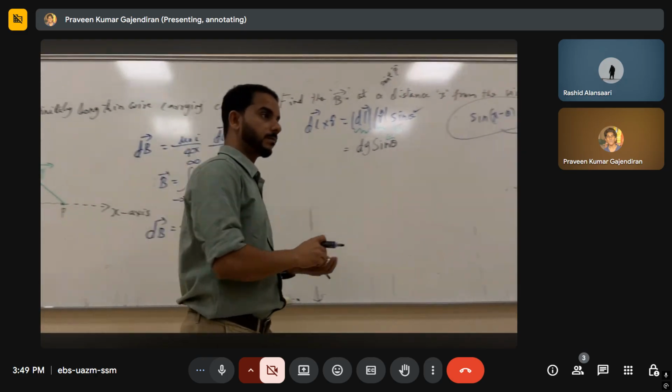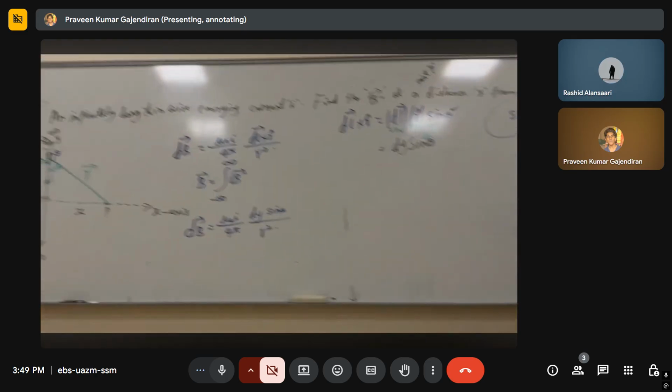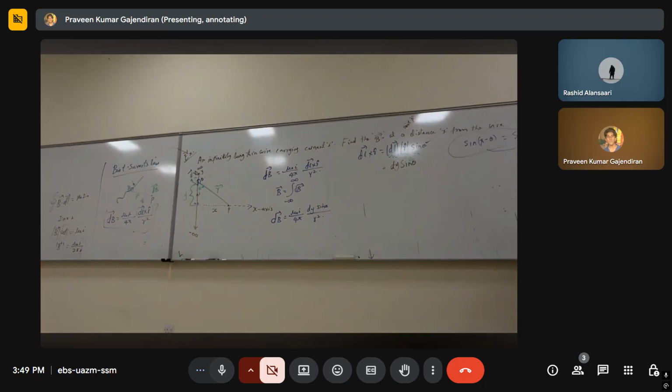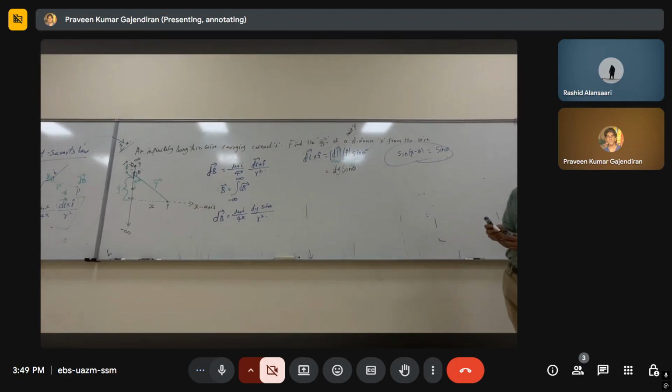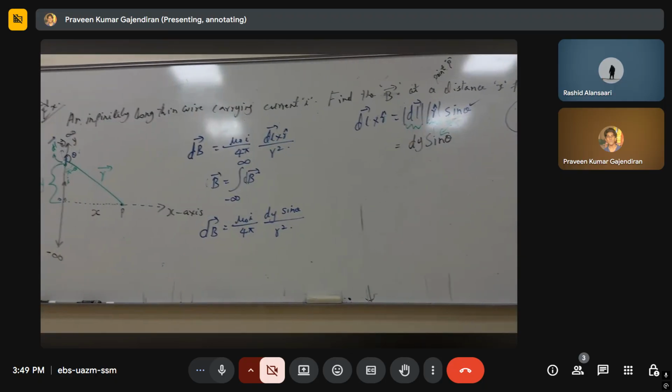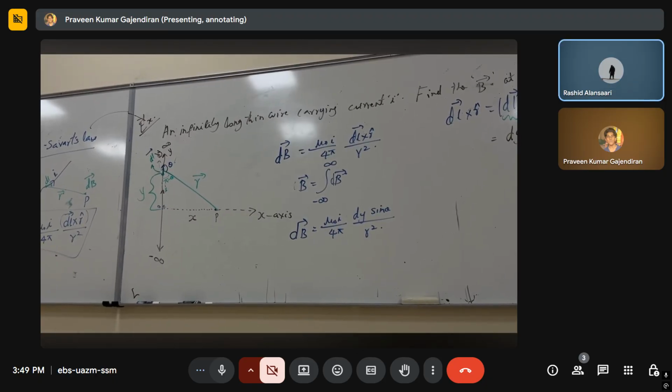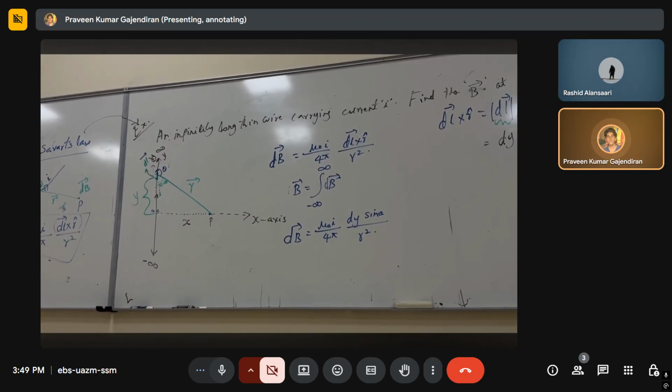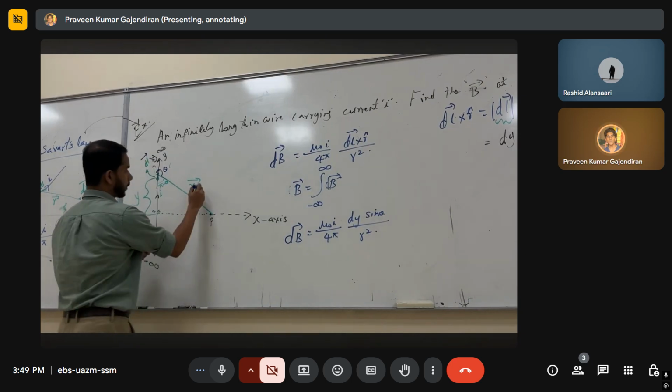Now we can solve this one. I have solved this before for the electric field. Use the same thing. This is still not solved. You just substitute and solve it. Whatever the dB value there is, you have to make a substitution for R. What is R basically?